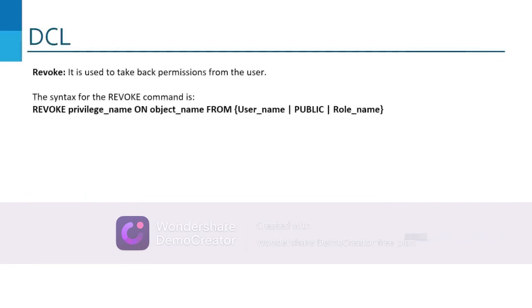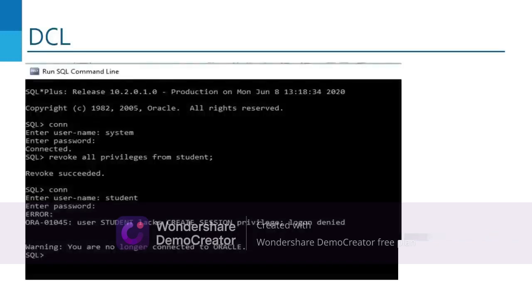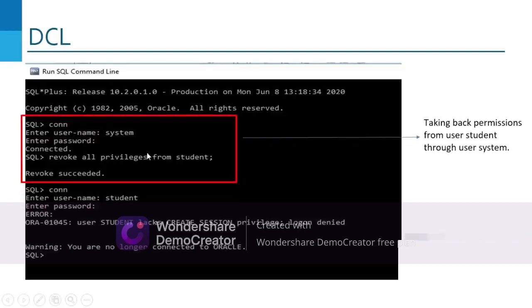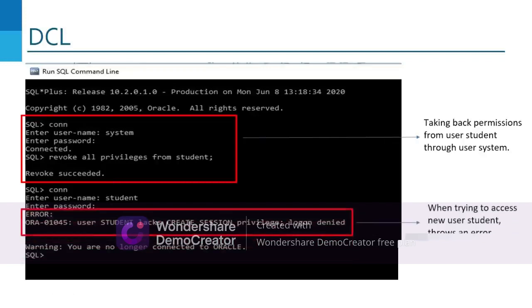Okay. Now this was all about grant, but what is revoke? Revoke is taking back. So it's just like grant, but it's the opposite. Revoke will take all the accessibility from your connection. So now what we will do here is, you can see I've connected to system and I'm revoking all privileges from student. Okay. So revoke succeeded. What I have done here basically is I have taken the privilege from student.